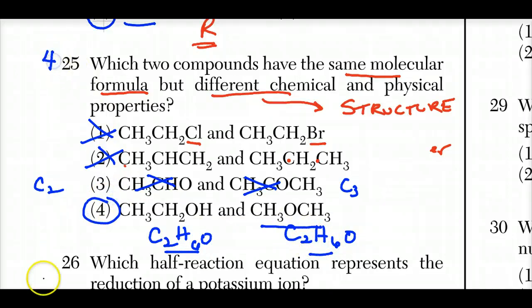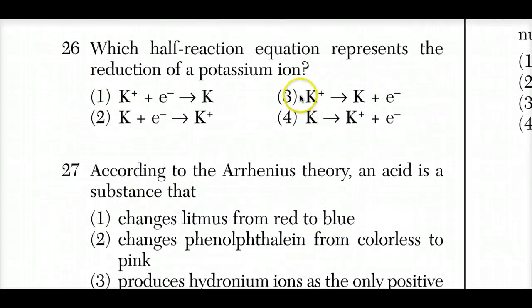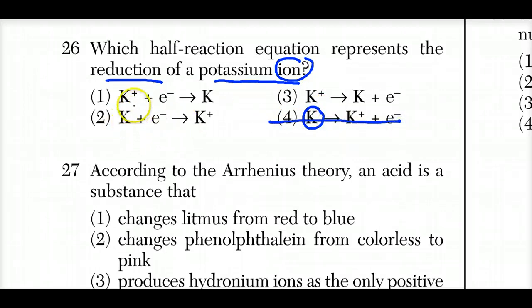Number 26 asks, which half reaction equation represents the reduction of a potassium ion? So I'm starting with a potassium ion, which means I'm charged. Look at choice 4. I'm starting with a potassium atom, which is neutral, has no charge. That can't be an answer. Number 2, I'm starting with another potassium atom. So it's either between 1 and 3.